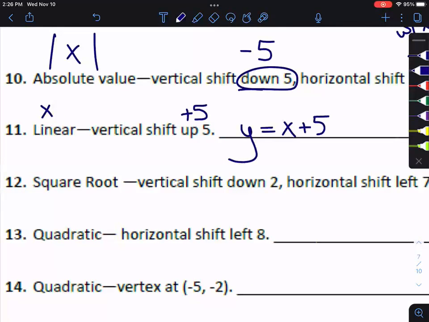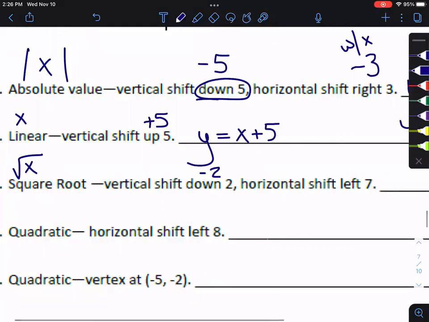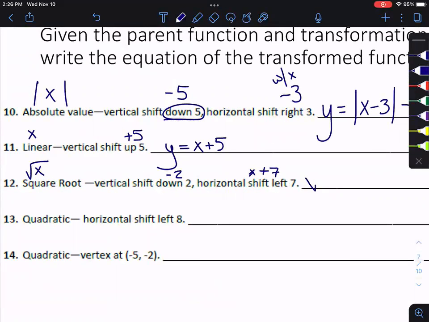Question 12, we have the square root as our parent function. We're moving down 2, so that's going to be a -2 out at the end. And then a horizontal shift left 7 would be +7, and that would go with the x. It's going to be x plus 7 when I write it. So this y equals the square root of x plus 7, end our square root there, -2 out at the end.